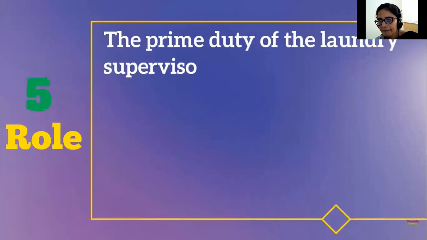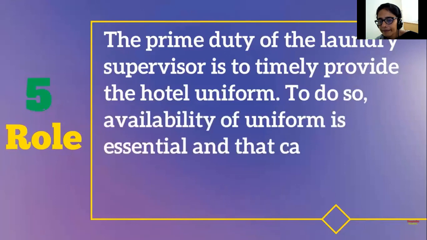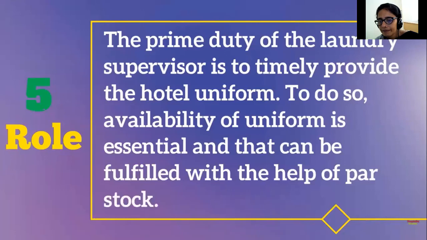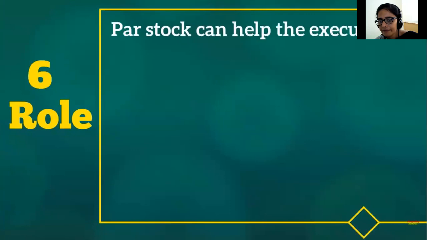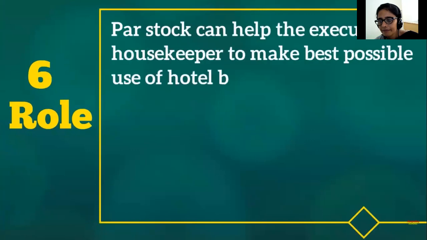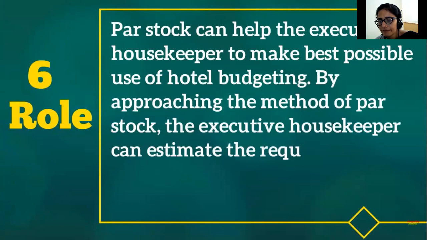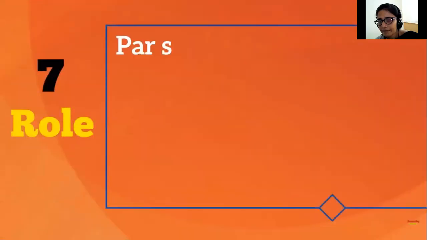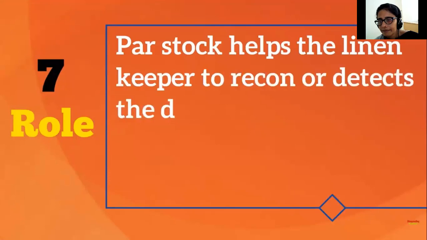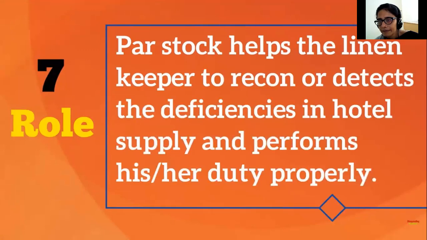Role number 5. The prime duty of the laundry supervisor is to provide the hotel uniform on time. To do so, availability of uniform is essential, and that can be fulfilled with the help of par stock. Role number 6. Par stock can help the executive housekeeper make the best possible use of hotel budgeting. By approaching the method of par stock, the executive housekeeper can estimate the required amount of hotel linens and uniforms for a particular year. Role number 7. Par stock helps the linen keeper to detect deficiencies in hotel supply and perform her duty properly.